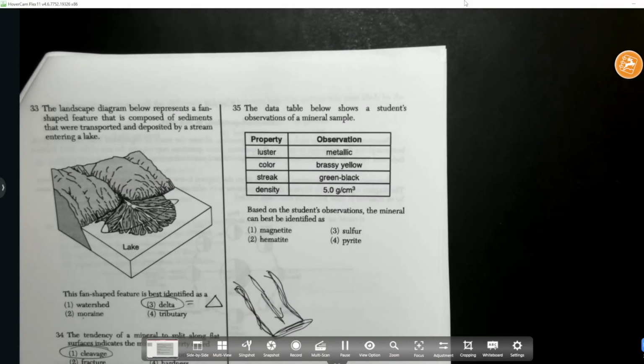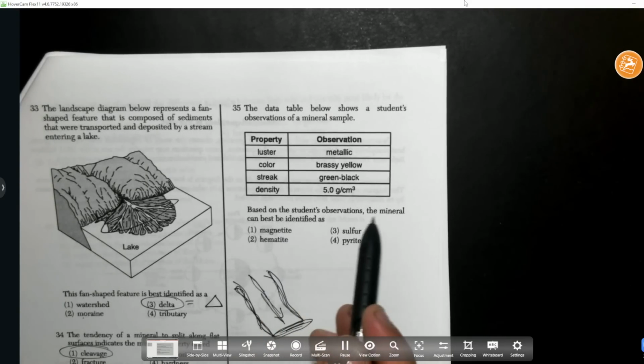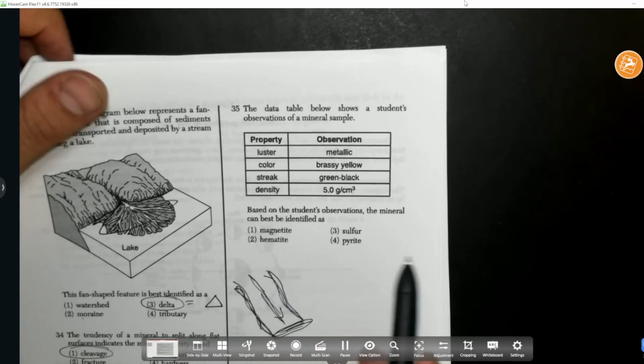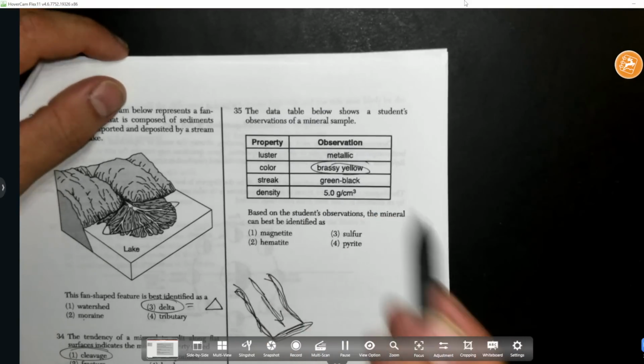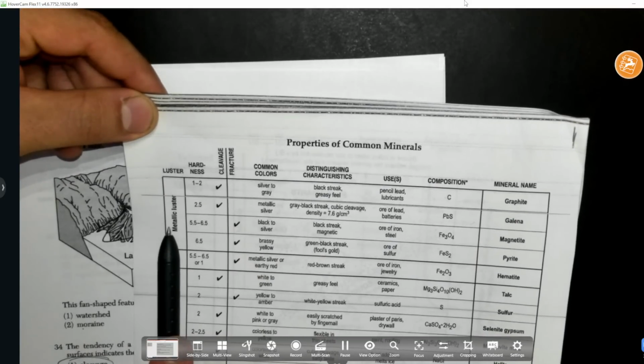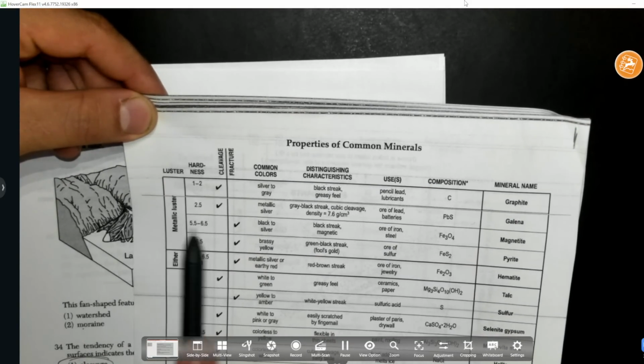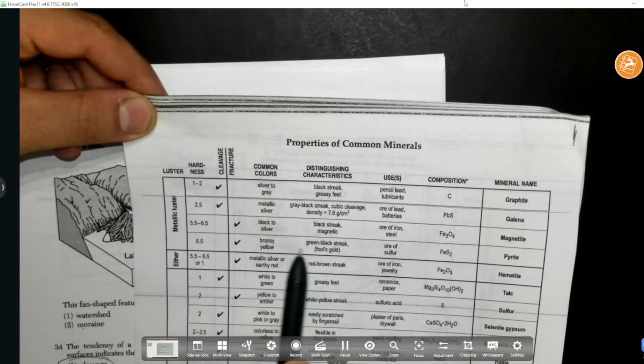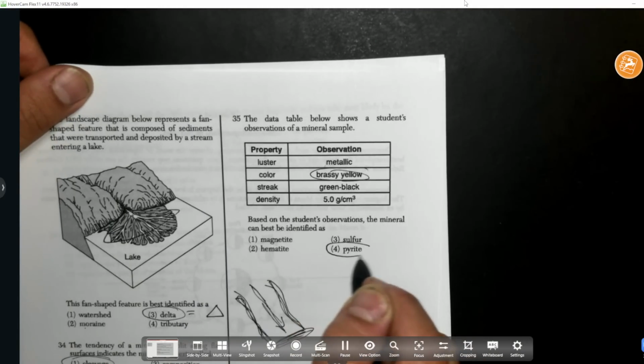35. The data table below shows a student's observation of a mineral sample. Based on the student's observation, the mineral can be best described as what? Brassy yellow in color and metallic. ESRT, back page. Metallic, we're in the metallic section. Let's find brassy yellow, there it is. The answer is pyrite. That was easy, it's a gimme.